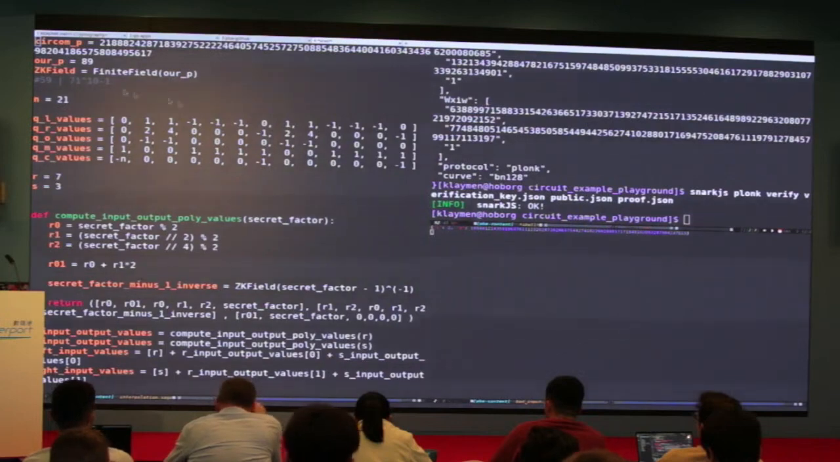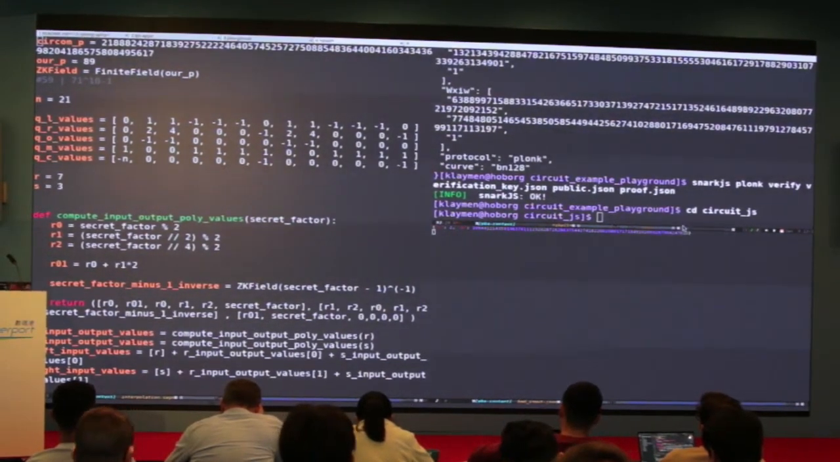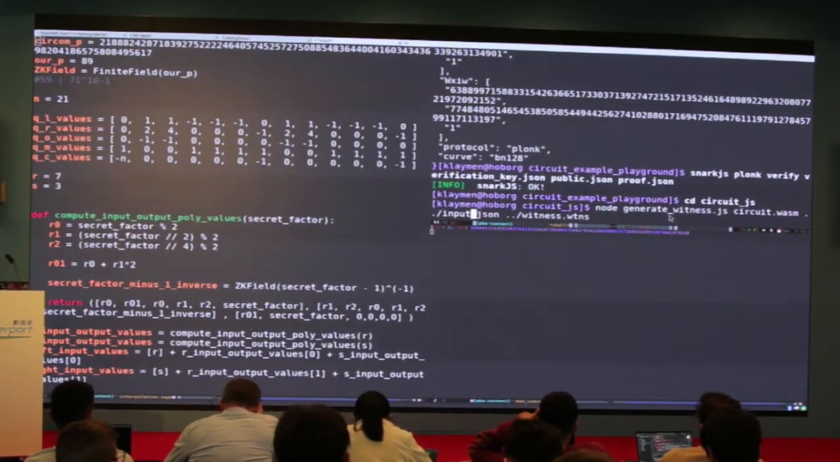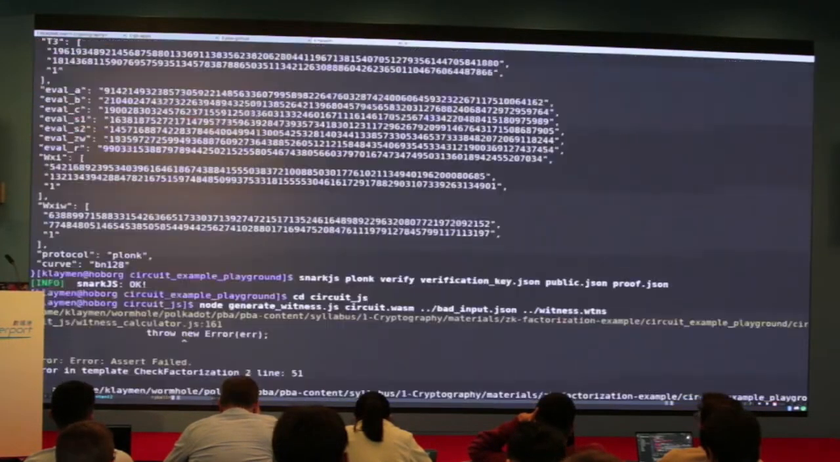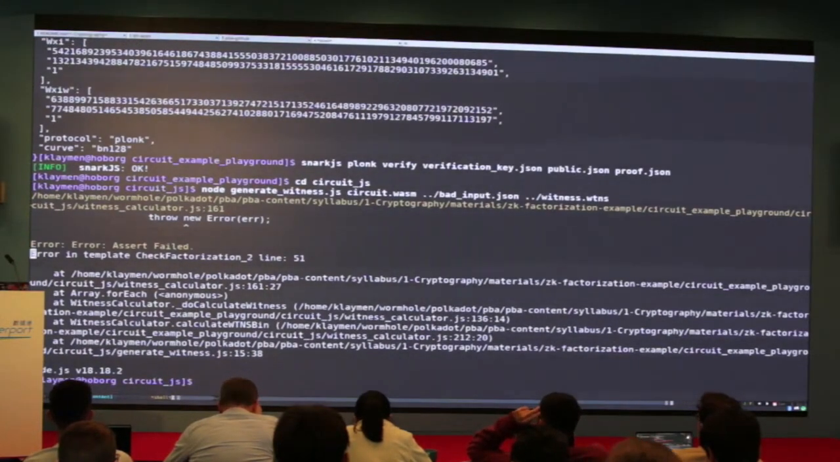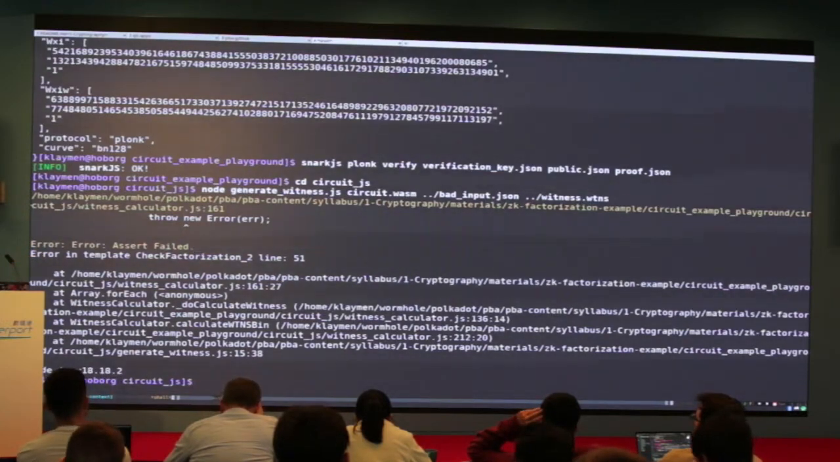So I go back into this JS directory that is built for me. And instead of doing it for the good input, do it for this bad input. What is it called? bad_input. So you see what happened here. I don't know if you see. It says line 51 of the check factorization, the assertion failed. And this is the assertion that I said S should be smaller than 8, basically. And it failed here, so you cannot generate the polynomial, so you cannot generate the proof.